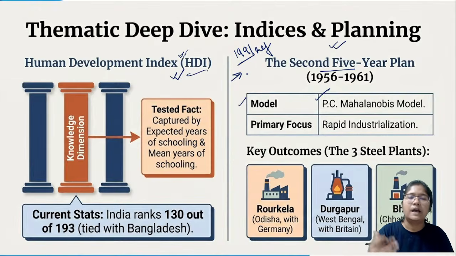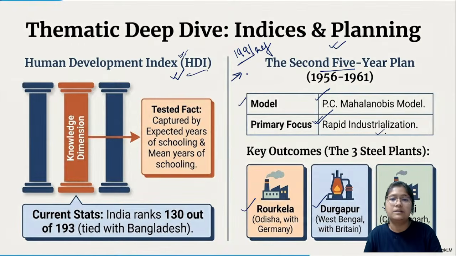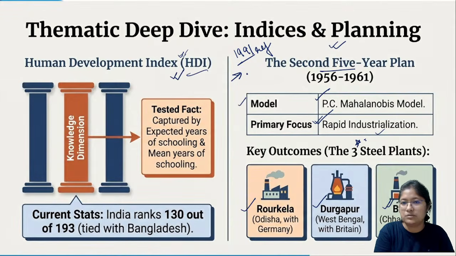The first one was on agriculture and how we can achieve food sufficiency. The second one was for rapid industrialization. There were the steel plants of Rourkela, Durgapur, and Bhilai, and that is also for industrialization. Then this question again we had seen in the mock series also. So nothing new in this part, I think.